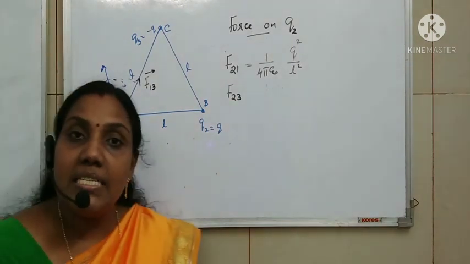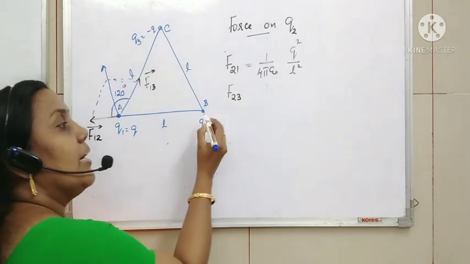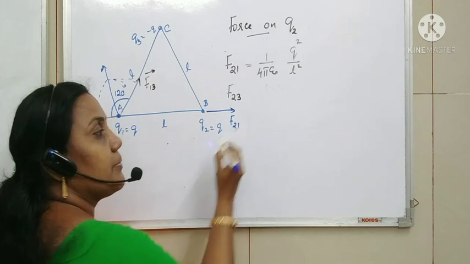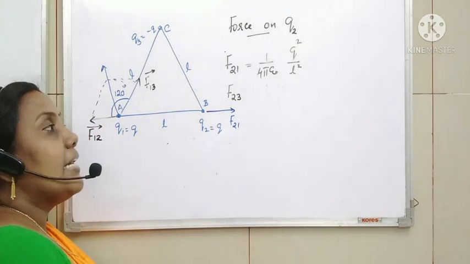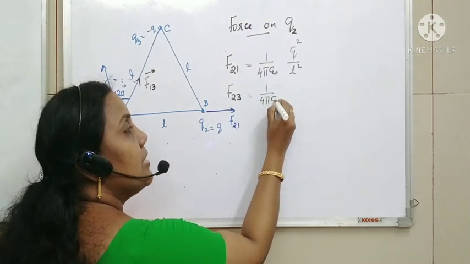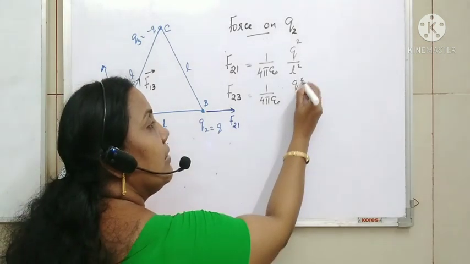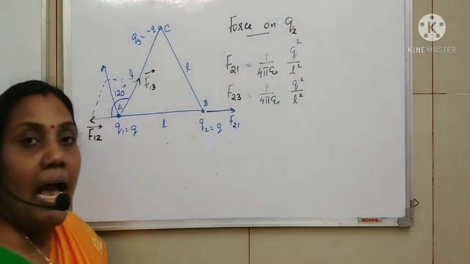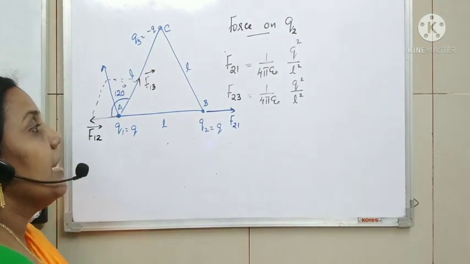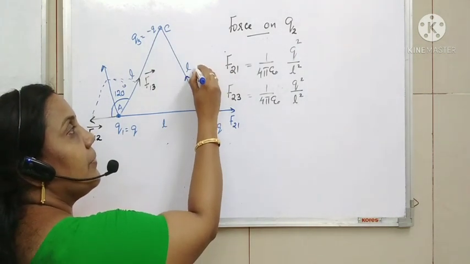Clear? And what is the direction of that force? Q2 is repelled by Q1, therefore Q2 moves away. So this is the direction of F21. Now, force acting on Q2 by Q3 is 1 by 4 pi epsilon 0. Here also q square divided by L square, and Q2 is attracted by Q3. Therefore, in which direction does it move? It moves towards the charge. So this is the direction of F23.